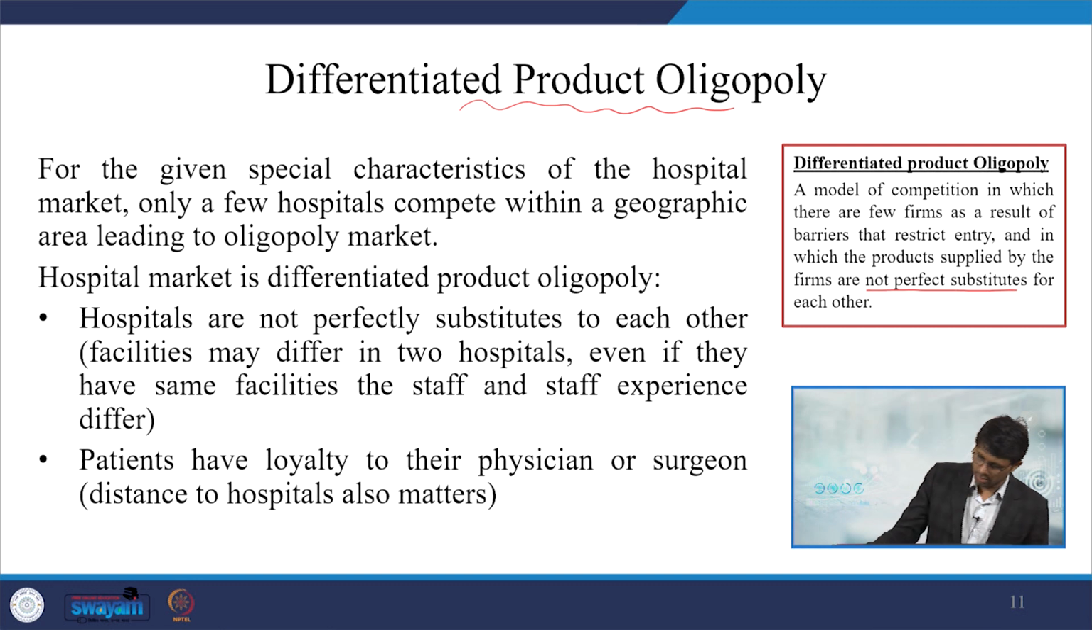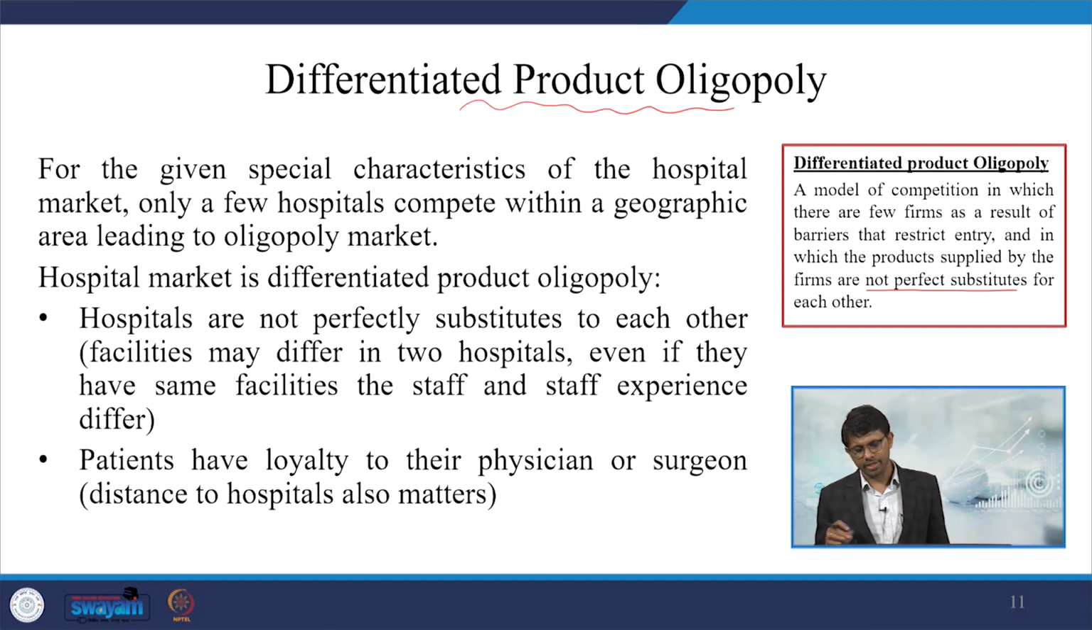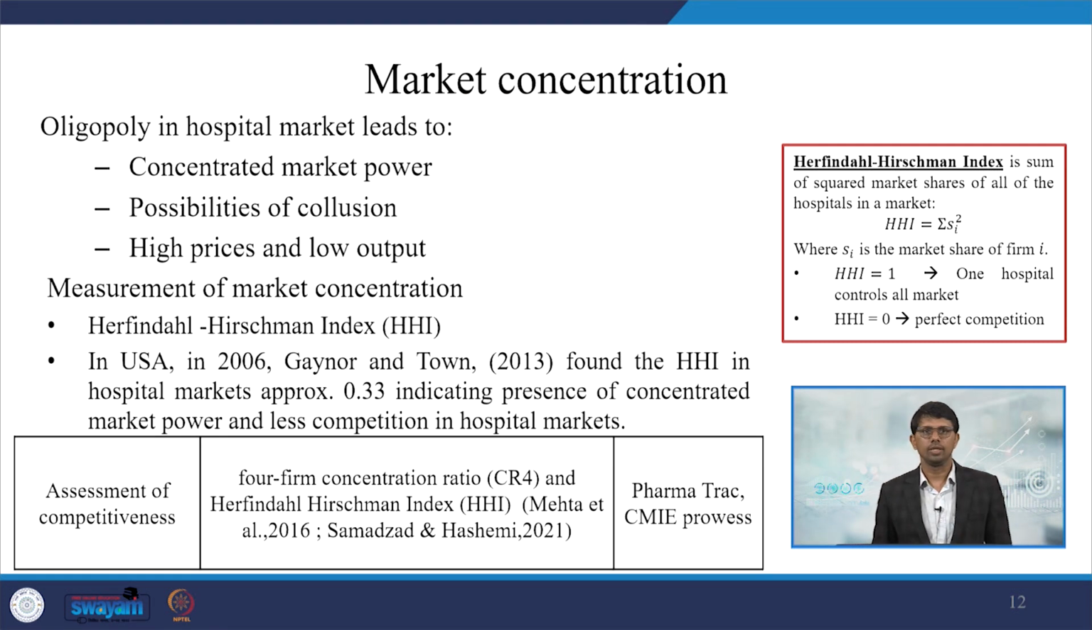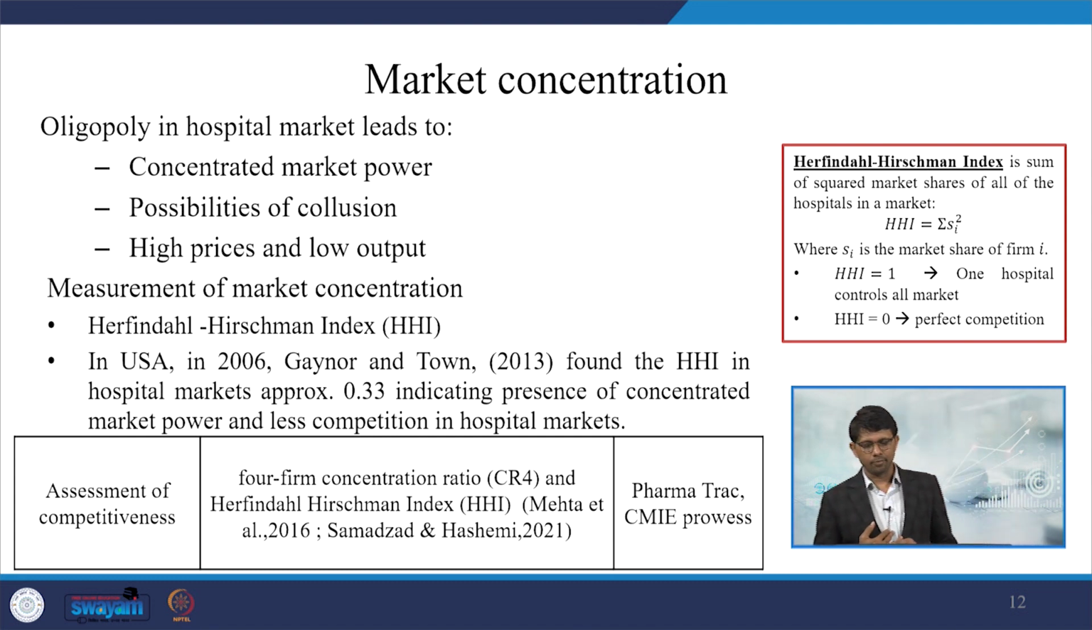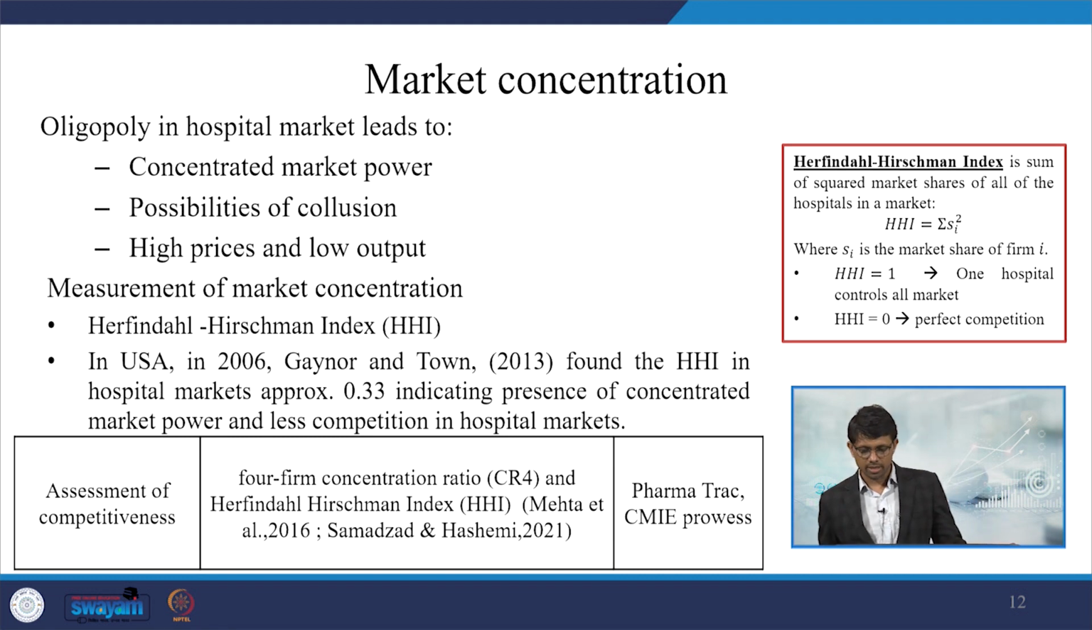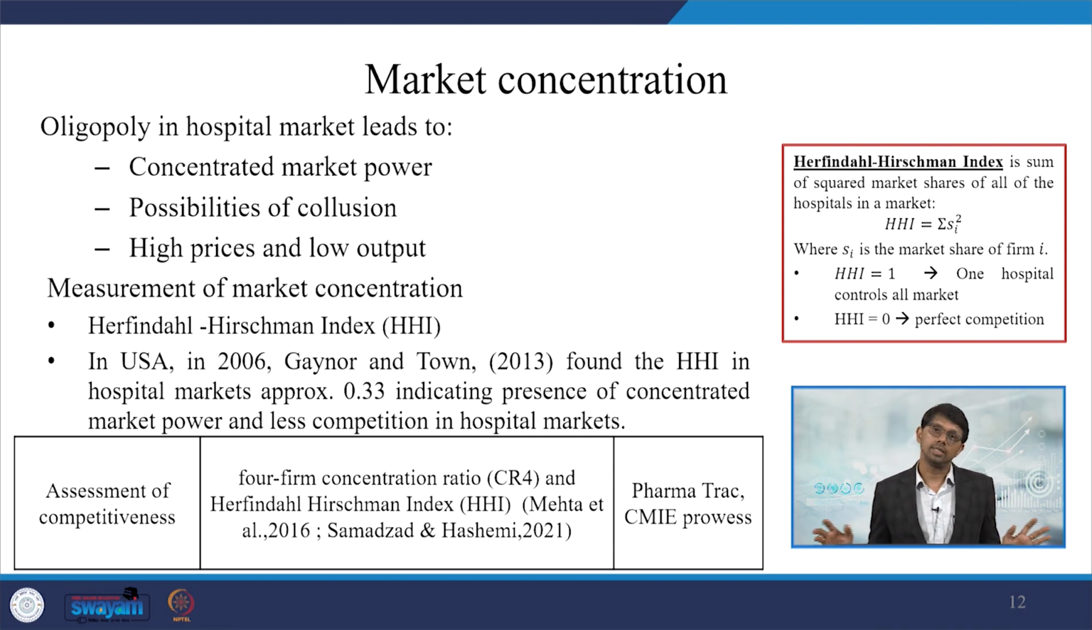The products are actually not perfect substitutes, there is differentiation, and because of heavy barriers to entry, very few firms are operating. So, hence the differentiated product oligopoly is expected in this healthcare market. Oligopoly in hospital markets leads to concentrated market power, possibilities of collusion, and high prices and low output. That can be measured through the standard approach called HHI, or Herfindahl-Hirschman Index, which is defined as the sum of squares of the market shares of all the hospitals in that particular market.